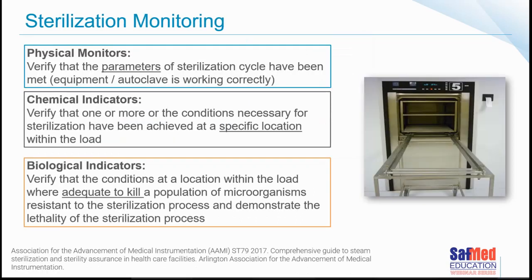So we know we have to monitor sterilization, and to do that we check the physical monitors, which means that we check the gauges and the printouts to verify that our equipment is actually working correctly and achieving the sterilization parameters that it was supposed to achieve. We then, of course, use chemical indicators to verify that one or more of the conditions necessary for sterilization have been achieved at a specific location within the load.